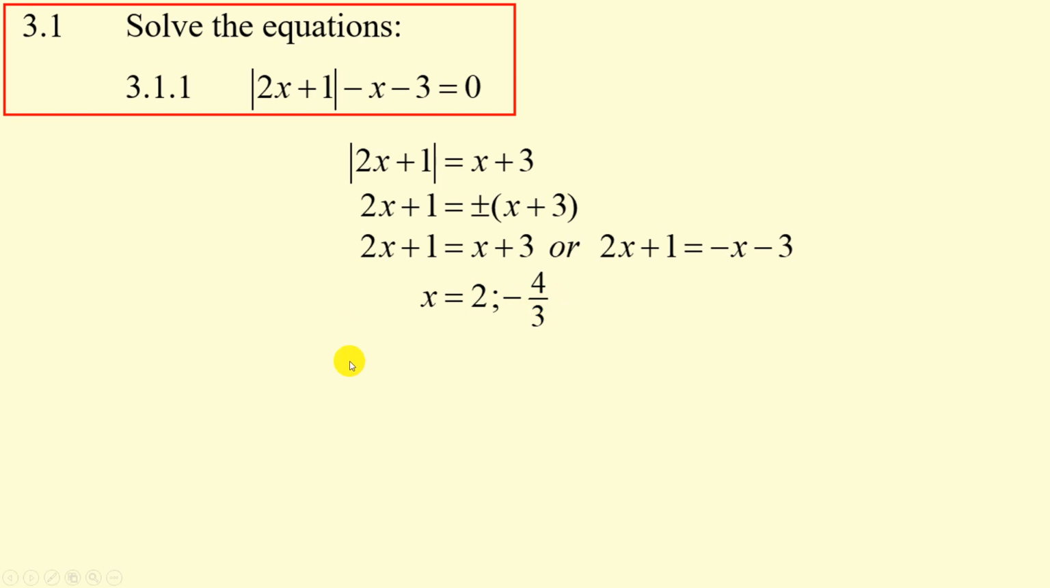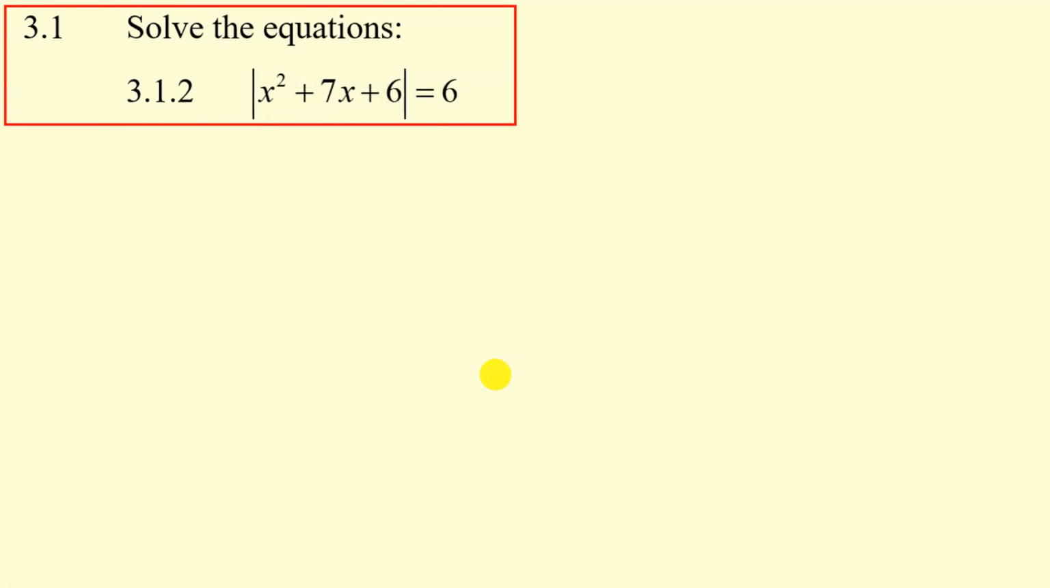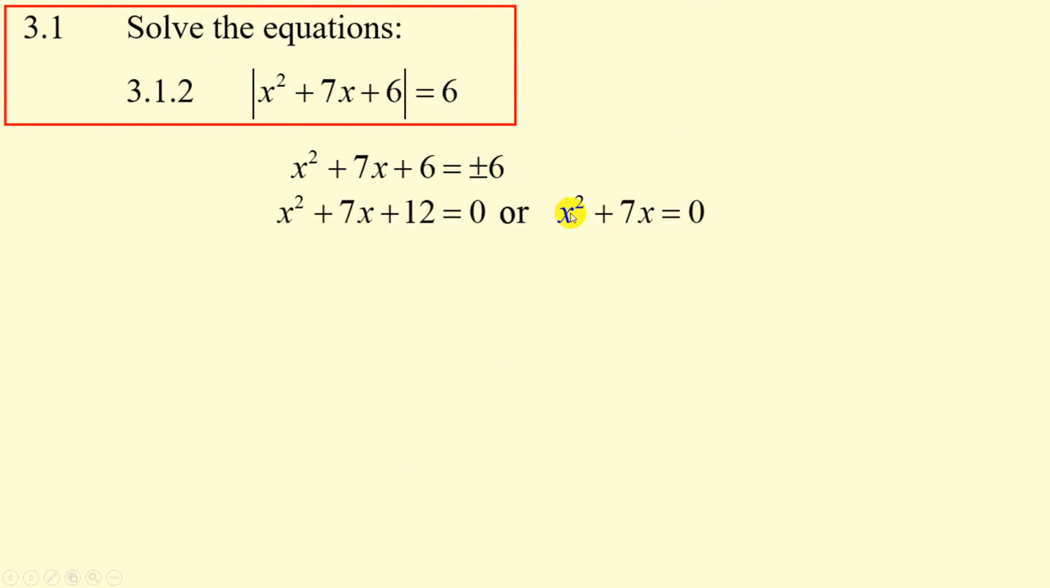Remember, of course, that with absolute value equations like this, we need to check the answers. So I substitute both in, and they do work. So both answers are checked and fine. This is going to work in the same way. So there's the quadratic expression equals plus or minus 6. That gives us two quadratic equations.